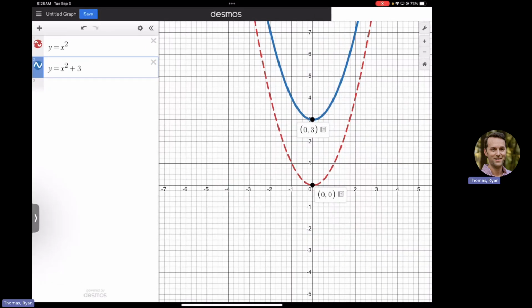Did that change the domain? If I flatten it out and squash it down onto the x-axis, I still get this end pointing to the left and that end pointing to the right. It's still all real numbers for the domain. Did it change the range? Yeah. The range, our lowest point was at 0 and going up from there, but then we took the whole thing and slid it up 3. So what's the lowest point now? 3. Okay, so what's the range? 3 to infinity. Good. Great.